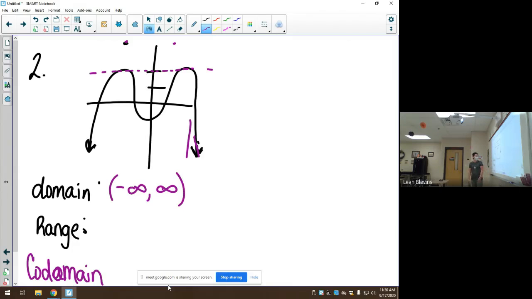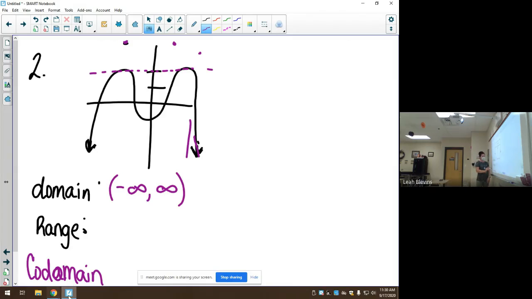Now looking at my range. My range is a little bit different. Am I ever going to have a point up here or here or here? No. Because my graph, the arrows are pointing down. They're not pointing up. So it's never going to go up above that line. So how could we write that to show what our range is?